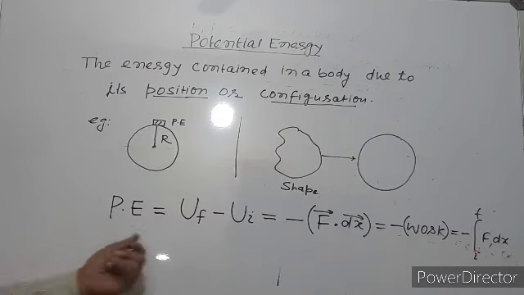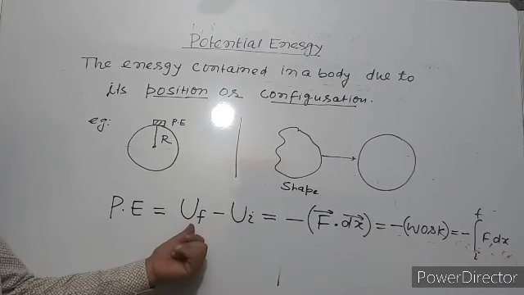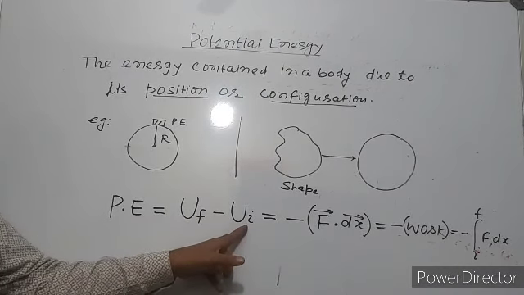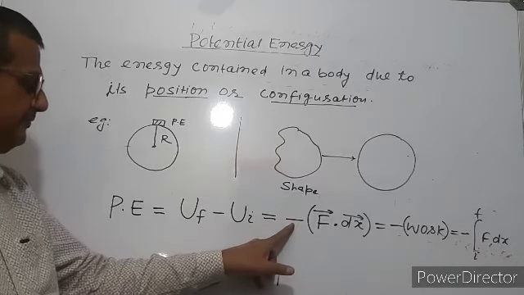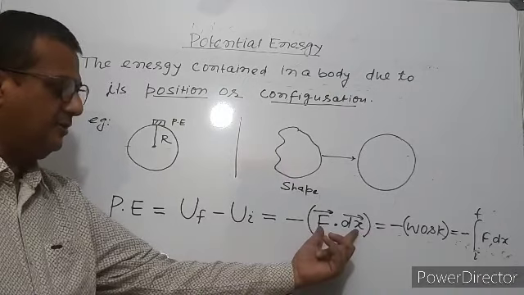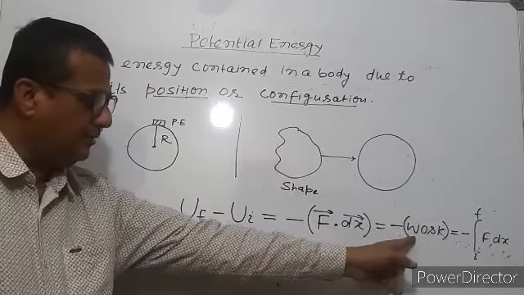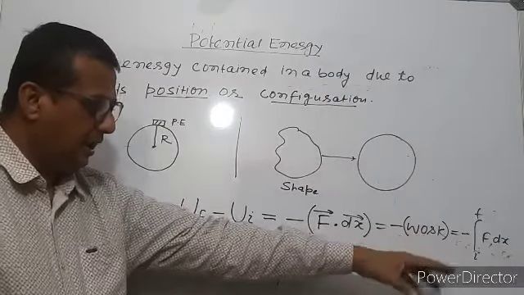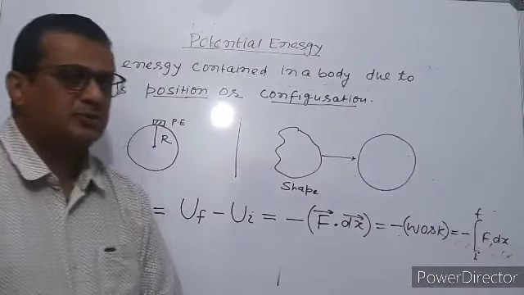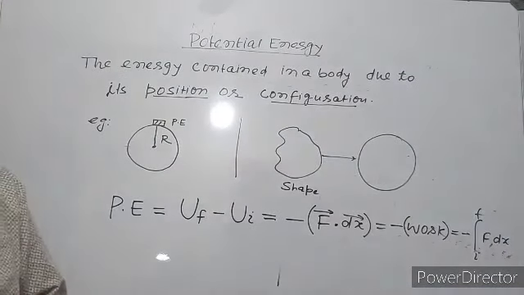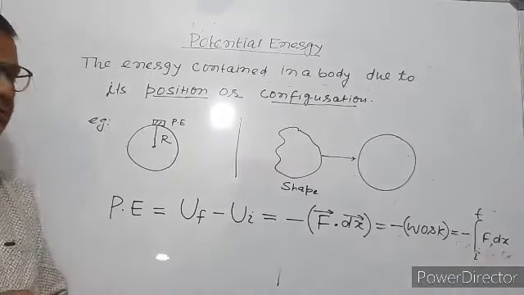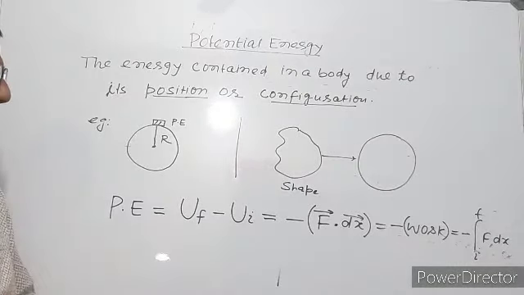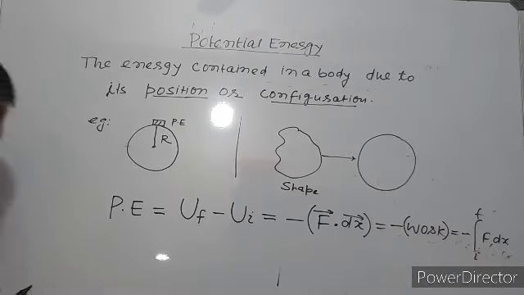Potential energy: final potential energy minus initial potential energy is equal to minus of work done. This is the work done. And when the force is variable, then we can write here F dx, which will be integrated from I to F. This is the concept of potential energy. Now see the example.